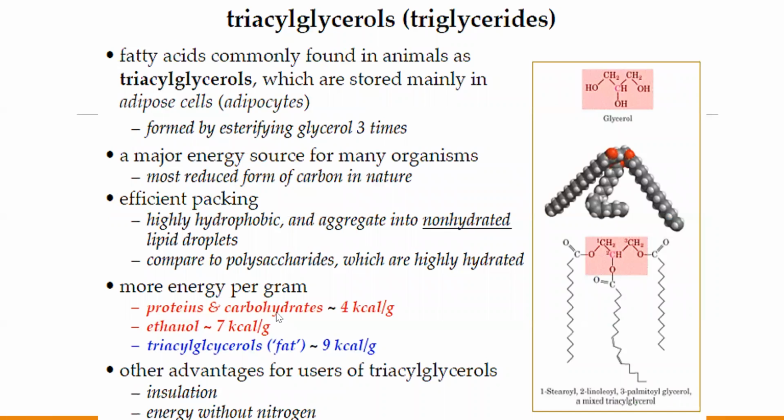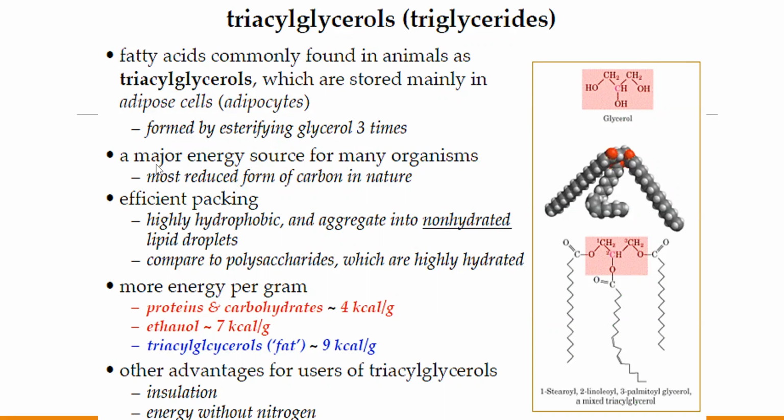So what else can we learn? Again, fatty acids are commonly found in animals as triacylglycerols, which are stored mainly in adipose cells, the adipocytes. It's formed by esterifying glycerol three times. That is the reaction we saw with glycerol and fatty acids. The first reaction will be at the first OH. Second is the 1,2 glycerol formation. The third is the triglyceride formation, triacylglycerol formation.